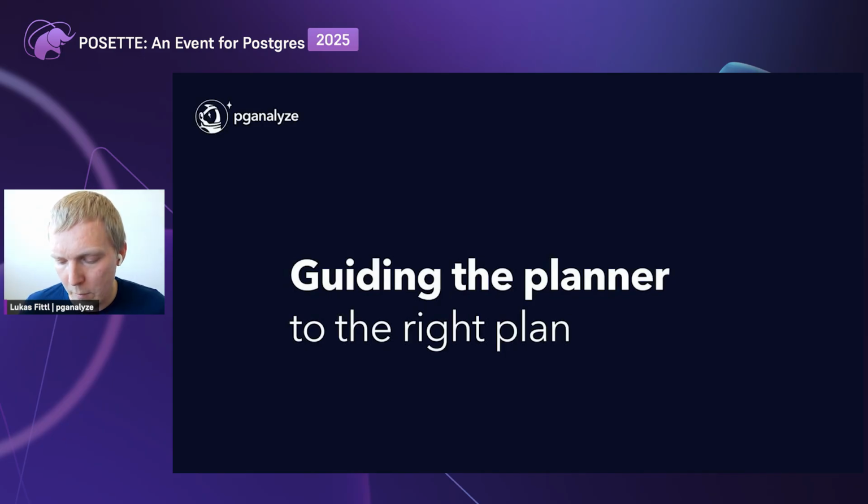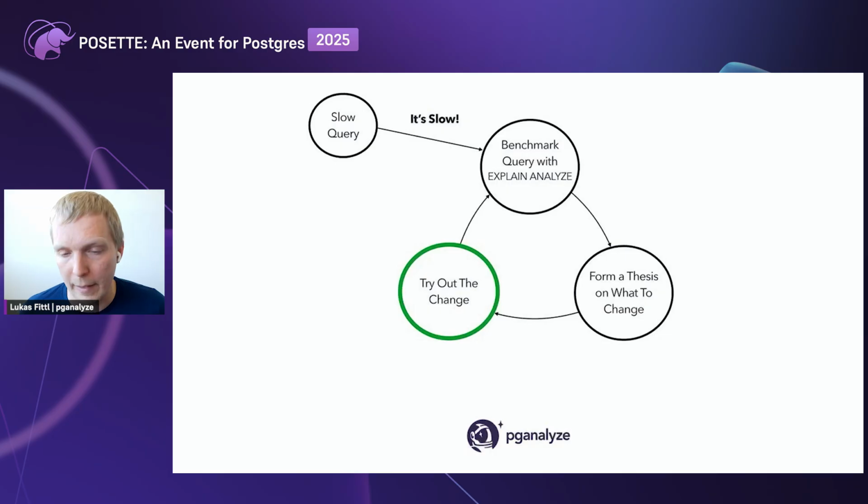Now let's think a little bit more about how we can guide the planner to the right plan. So when we think about a query being slow, and we formed a thesis, we understood the costing, what's going on, the join order, like we looked at all these attributes. Now we're trying to say, what can we try to improve this? How can we actually get to a better plan?